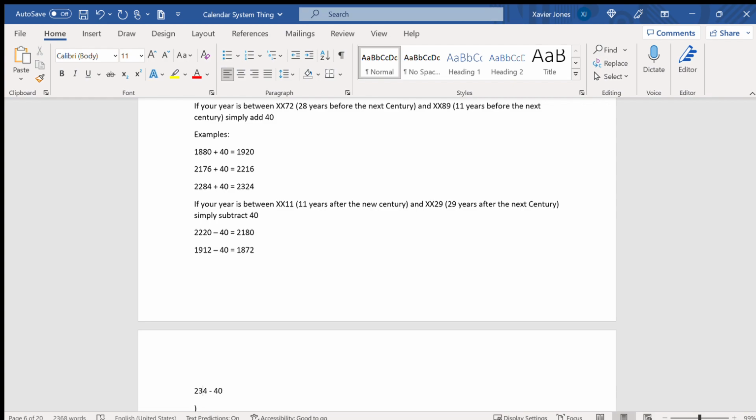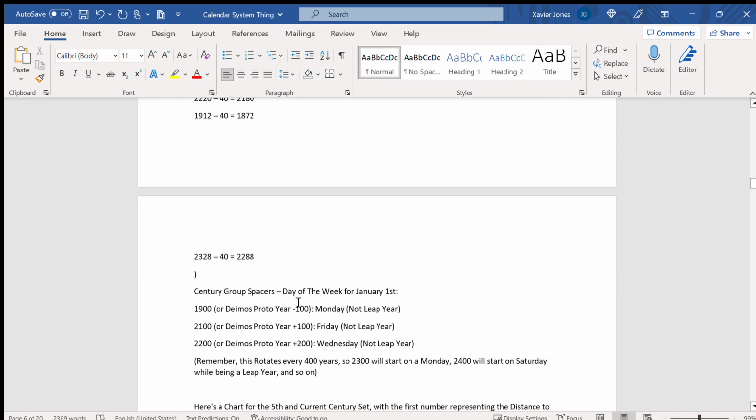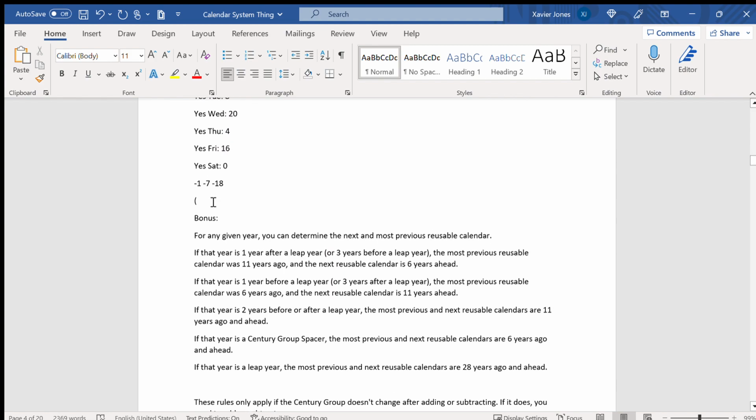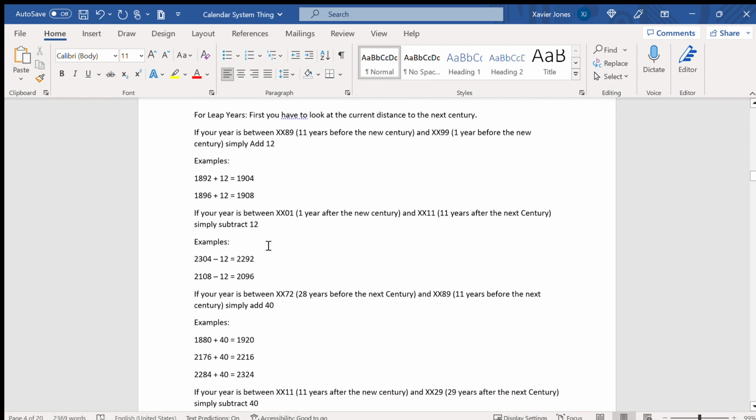It could be a 20, it could be a 28, for all I know. 2328. 2328 minus 40 equals, what is 2328 minus 40? 2288. Yeah. I knew that. I didn't have to look that up. Wow. What a bonus. This is the bonus, by the way.